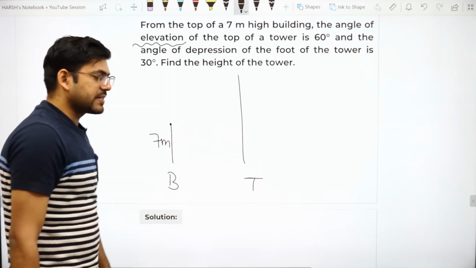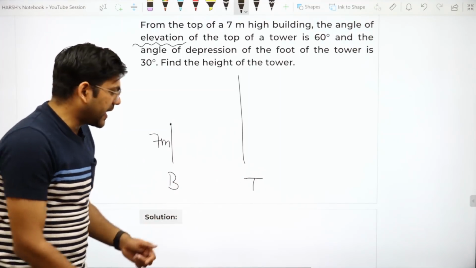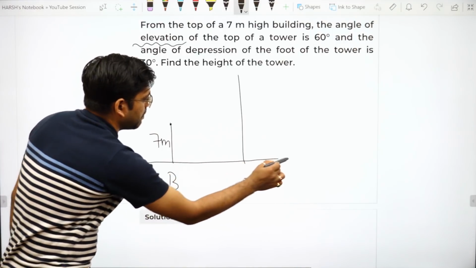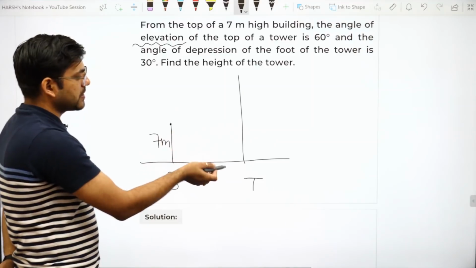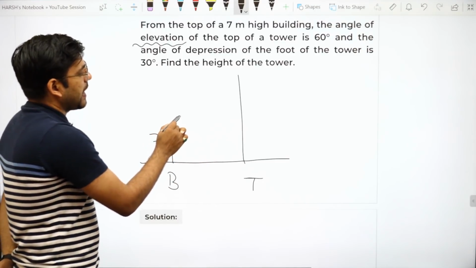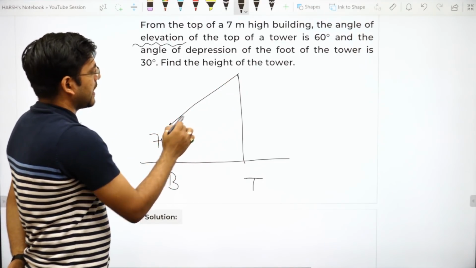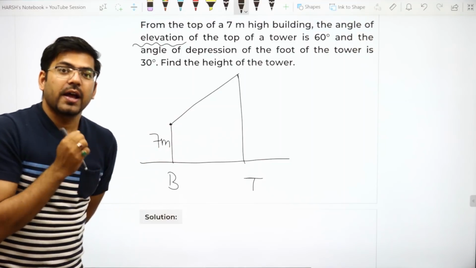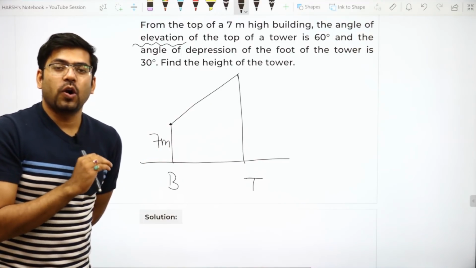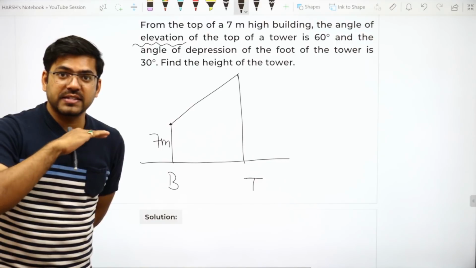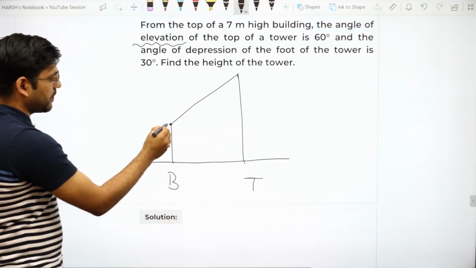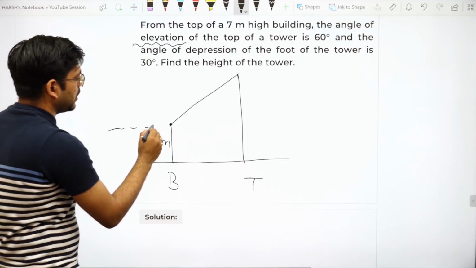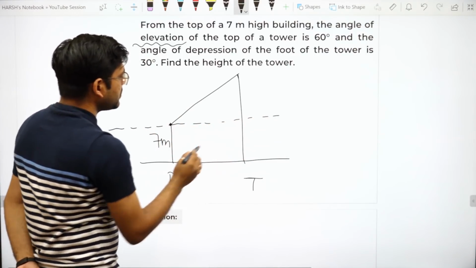And in most of the cases, until it is not mentioned, you will take the same ground. You will take the base at the same height. Now, building and tower are on the same base. From here, angle of elevation is given. This is angle of elevation. And always remember, all the angles are always calculated from the reference line. Reference means horizontal line of sight. So if someone is standing here, horizontal line of sight would be this, isn't it?